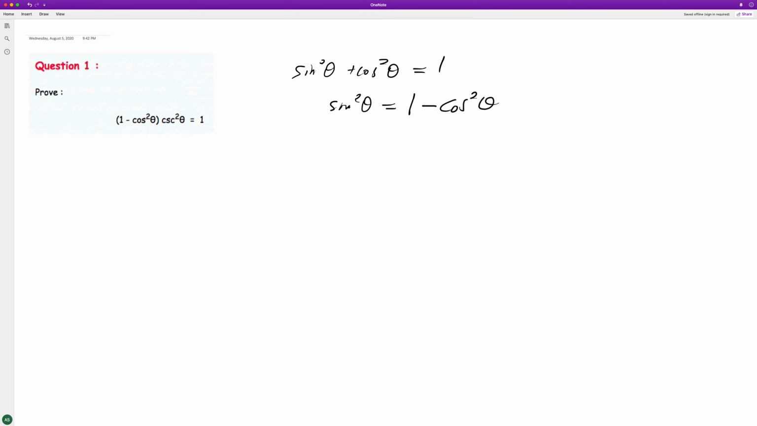So if you look, we can convert this into sine squared theta times cosecant squared theta. And the cosecant is the same thing as 1 over sine squared theta, so these cancel out, and we end up with 1. 1 equals 1. And there's our proof.